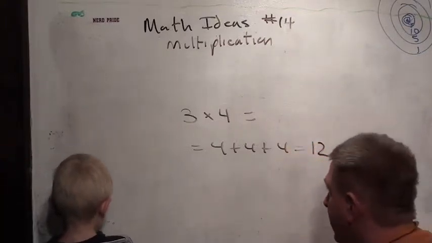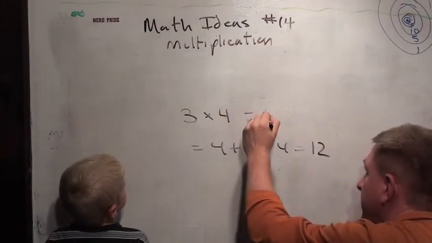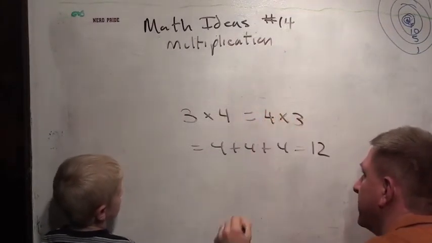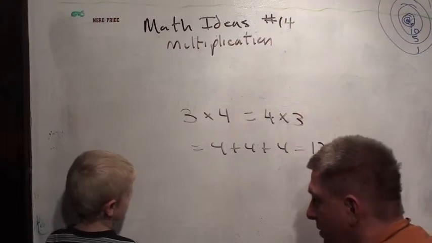So, what is 4 plus 4 plus 4? 4 plus 4 is? 8. And 8 plus 4 is? 12. 12, right. 4 plus 4 plus 4 is 12. But the interesting thing, did you know this? That this also equals 4 times 3, which is 4 threes.